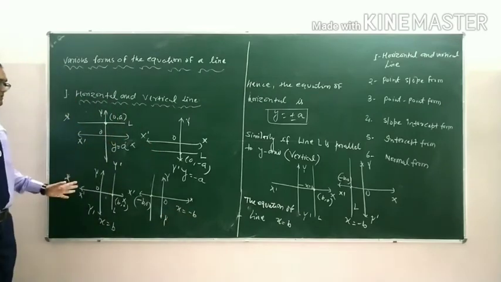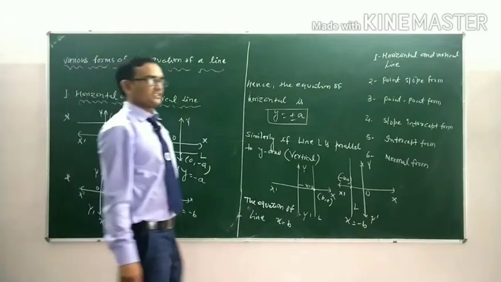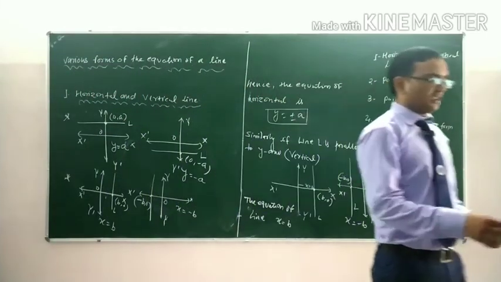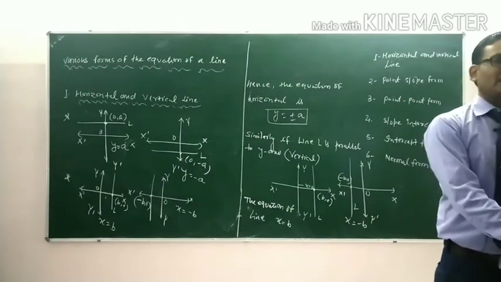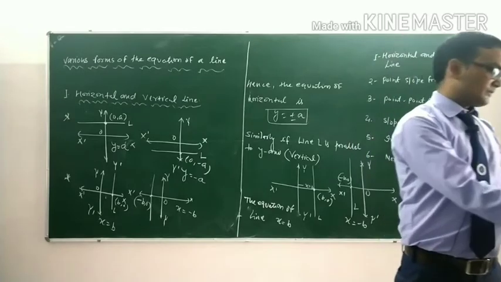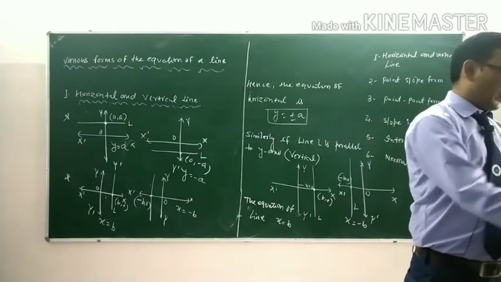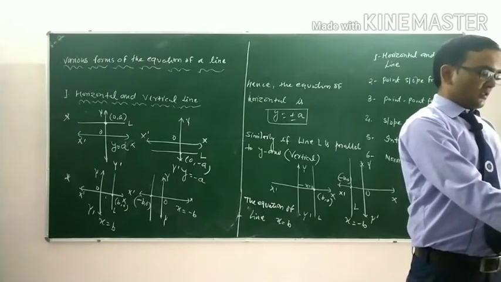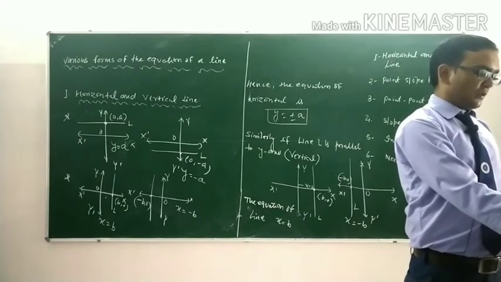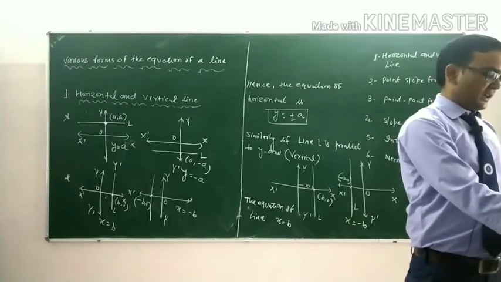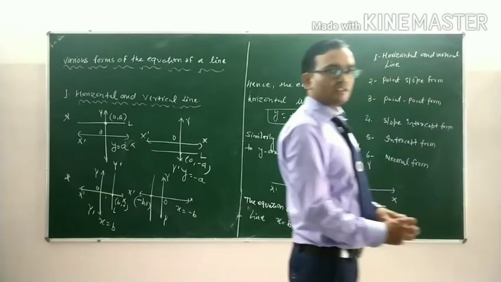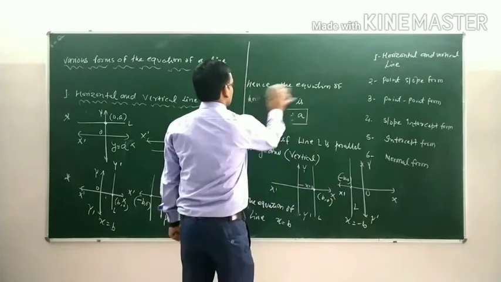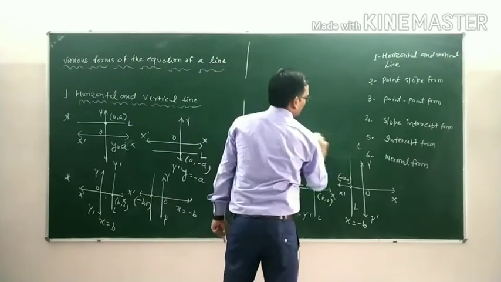Okay students, now we discuss a question related to the equation of a horizontal line and vertical line. Example number 6: find the equations of the lines parallel to the axes and passing through the point (minus 2, 3).